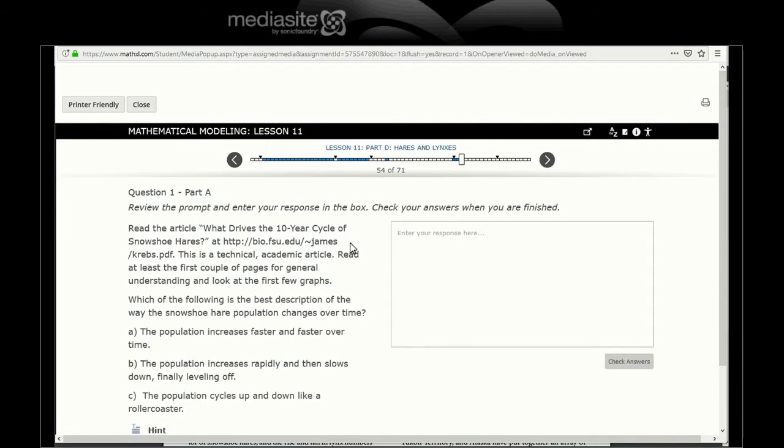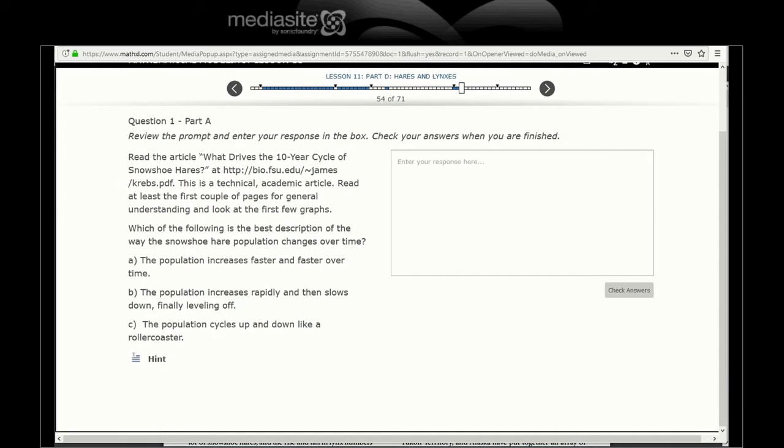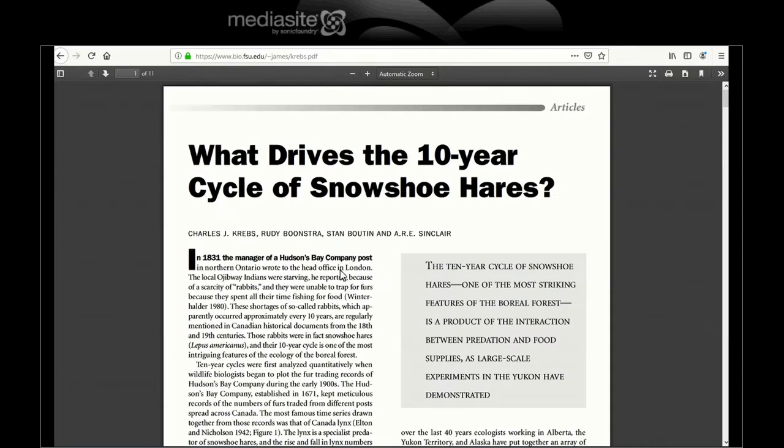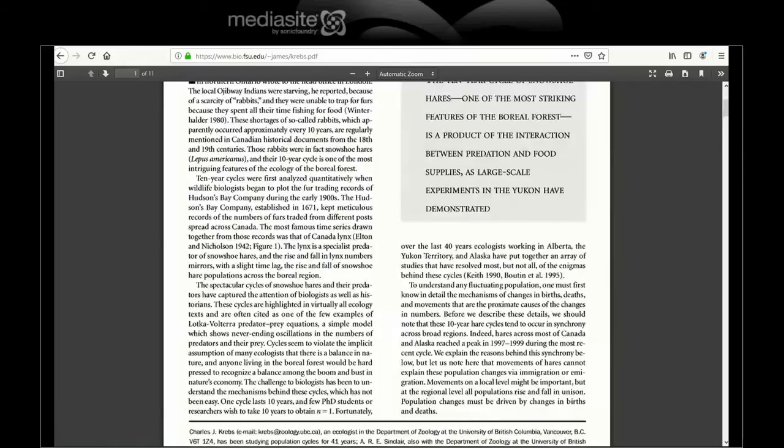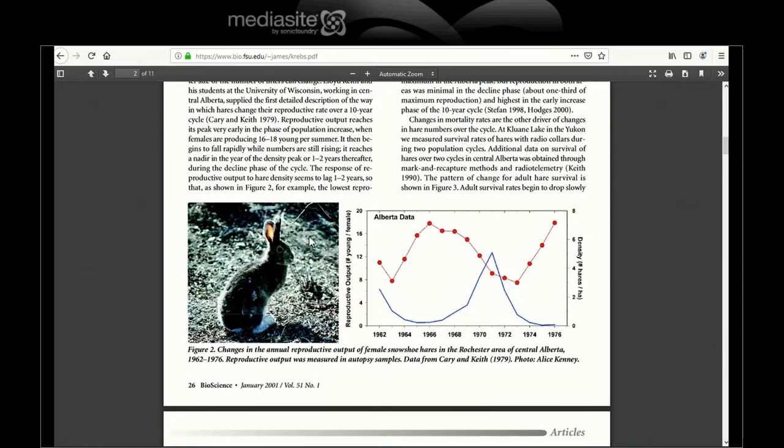So this is a technical academic article. Read at least the first couple of pages for general understanding and look at the first few graphs. I'm going to assume you're going to put me on hold right now. You're going to quickly open up 11D in a separate window, pull up this article, and read the first 5 or so pages. I'm going to go on pause while you read it. Let's go see what the questions have.